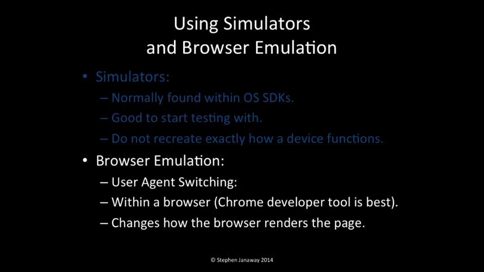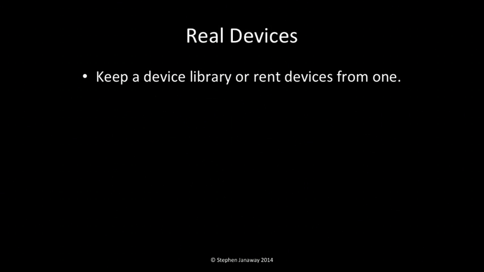And it's the same with browser emulation. You could do a user agent switch within a desktop browser and it would reformat your site to look like it was on a mobile. And the developer tools in Chrome are very good for this. Now the browser's rendering the page differently, but it's still rendering the page on a desktop. So as a starting point for purely UI testing, okay, but don't use them as the only device, for want of a better way of putting it, that you test on before you launch. That's very risky. So you need some real devices.